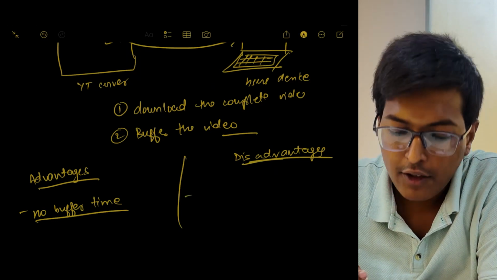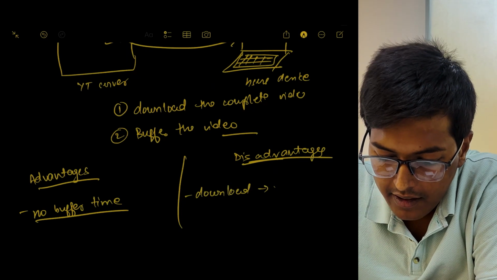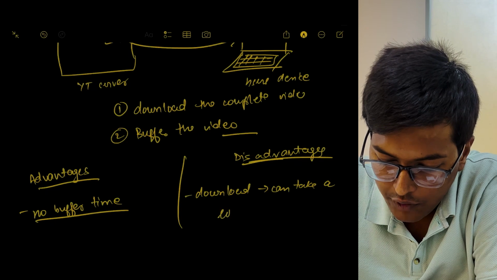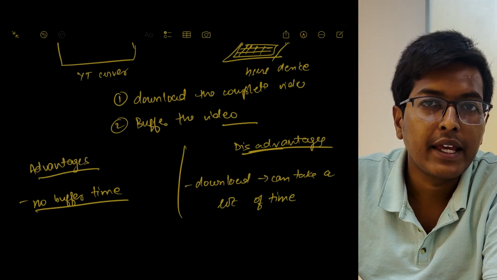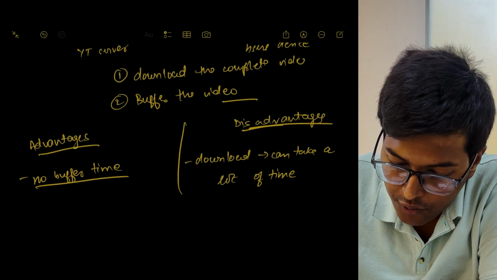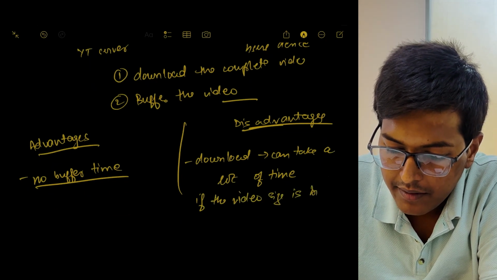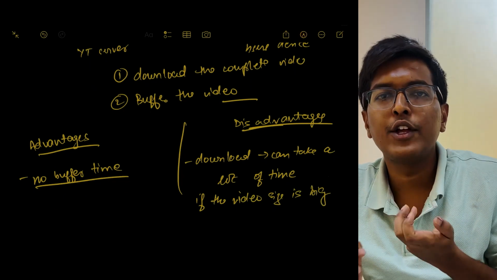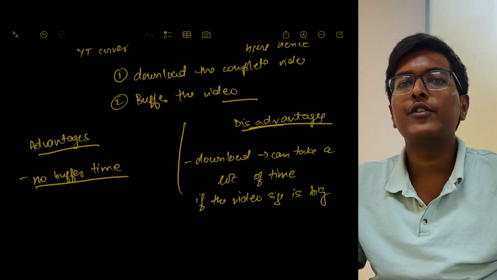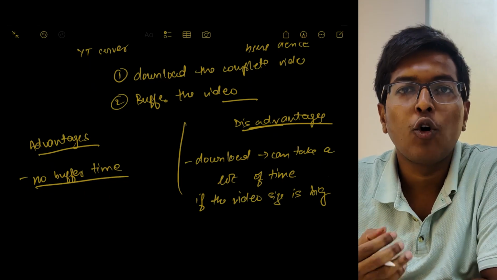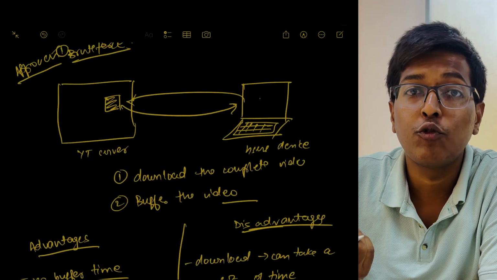However, what is the disadvantage of this approach? The disadvantage is that the download can take a lot of time, right? When will the download take a lot of time? Download will take a lot of time if the video size is big. Does this make sense? Let's say if the video is only 5 seconds, then the download will not take a lot of time. But if it's a 1 hour video, then downloading that video will take a lot of time, right? So these are some of the advantages and disadvantages of this very first brute force approach.